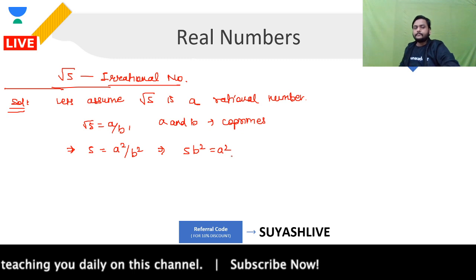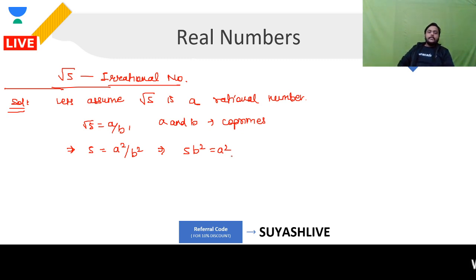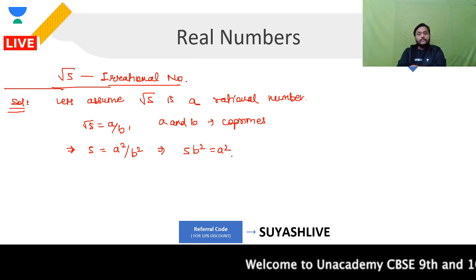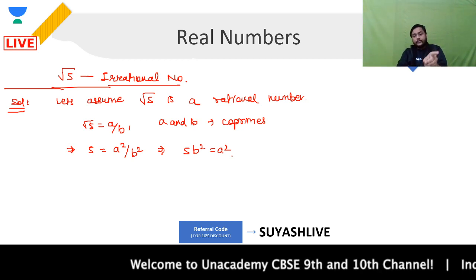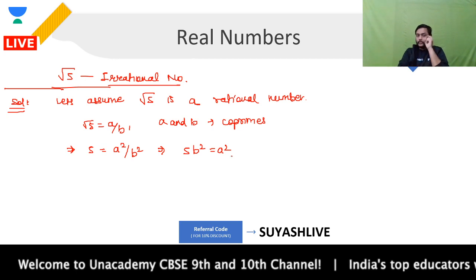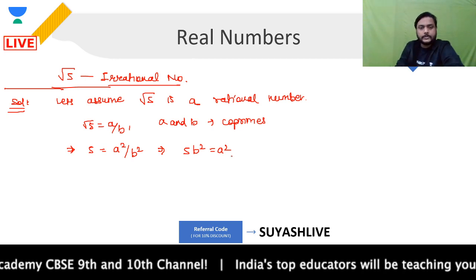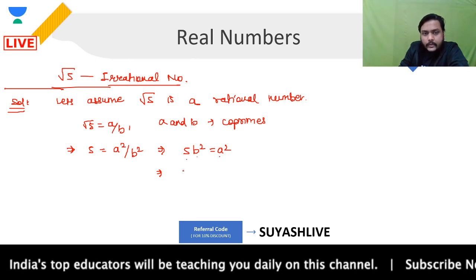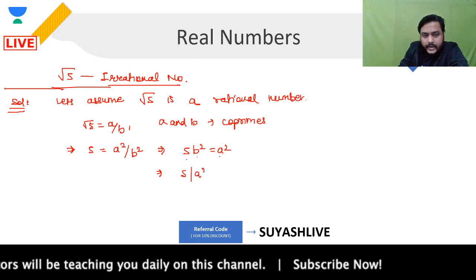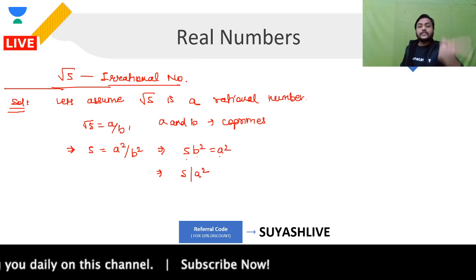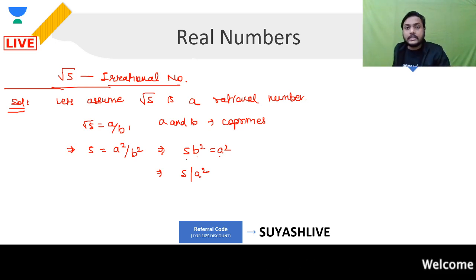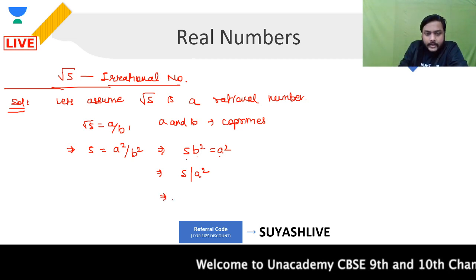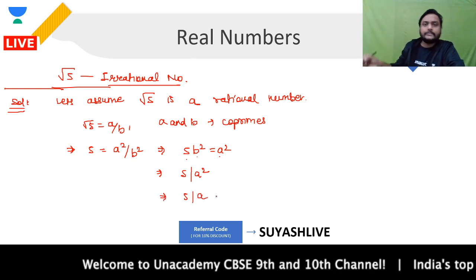Are you clear? I repeat what I'm having. I'm having 5 is equal to a square upon b square, and from there I can say that 5b square is equal to a square. When 5b square is a square, मैं क्या बोल सकता हूँ? क्योंकि 5 into b square a square के इक्वल है, यानी कि 5 divides a square. Because 5 divides a square, I can very easily say that it implies 5 divides a as well.